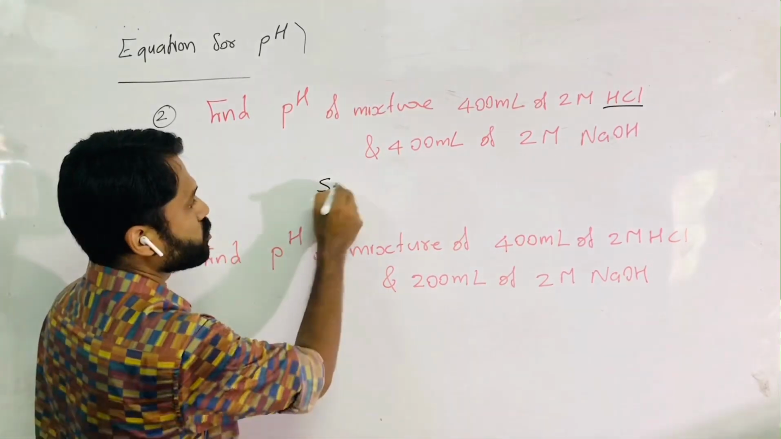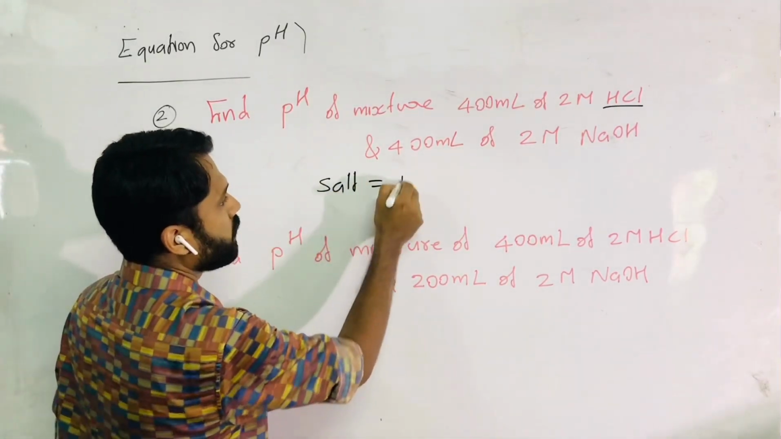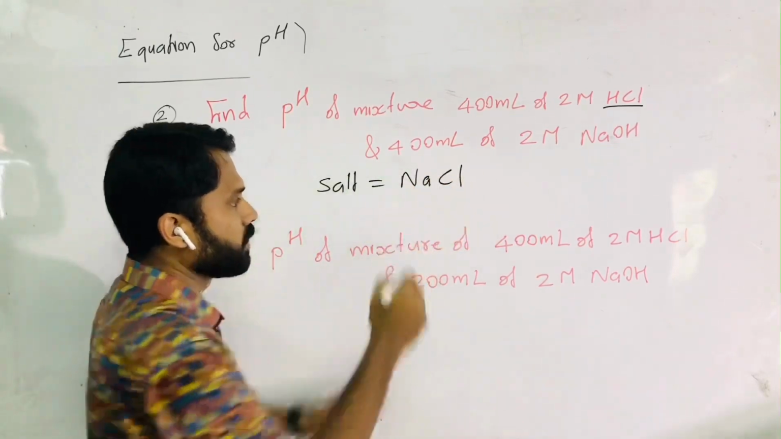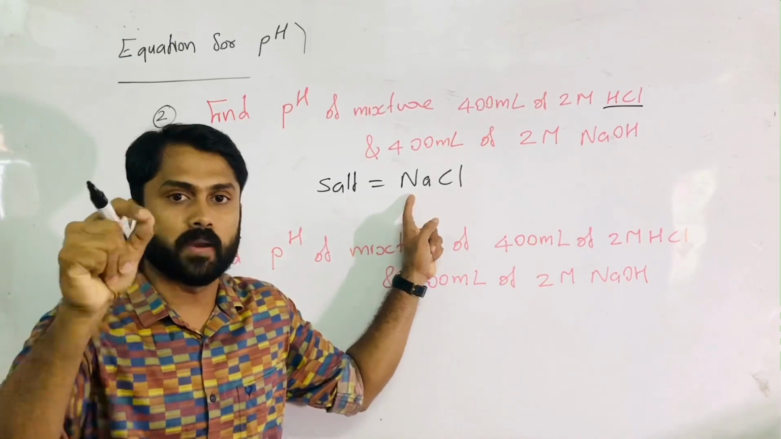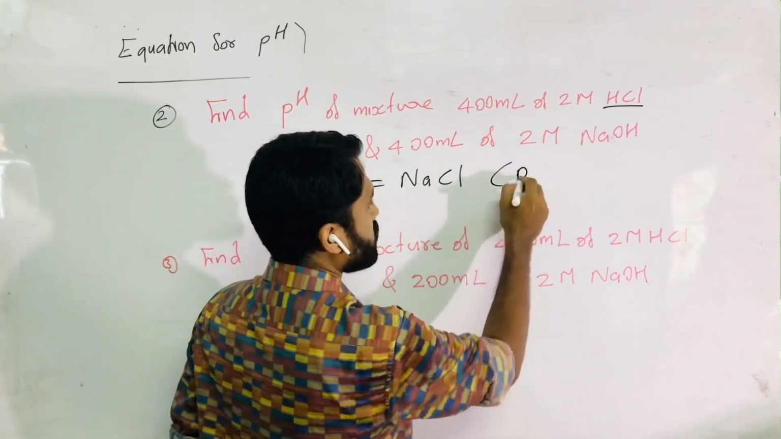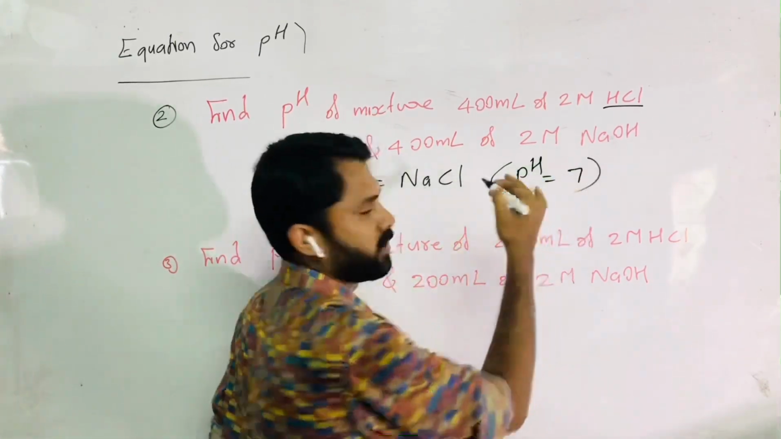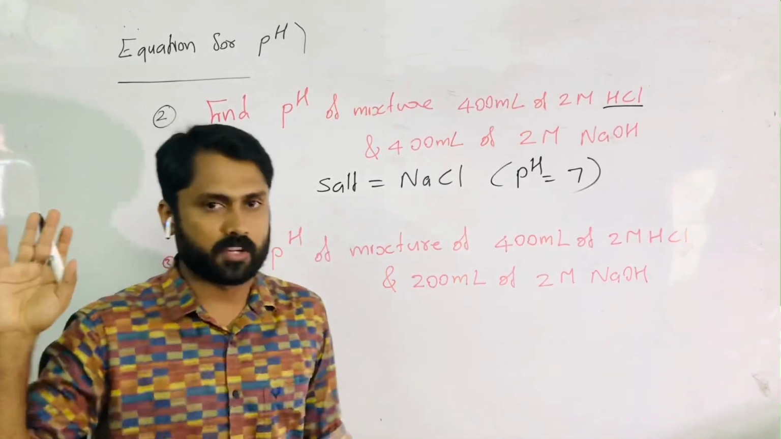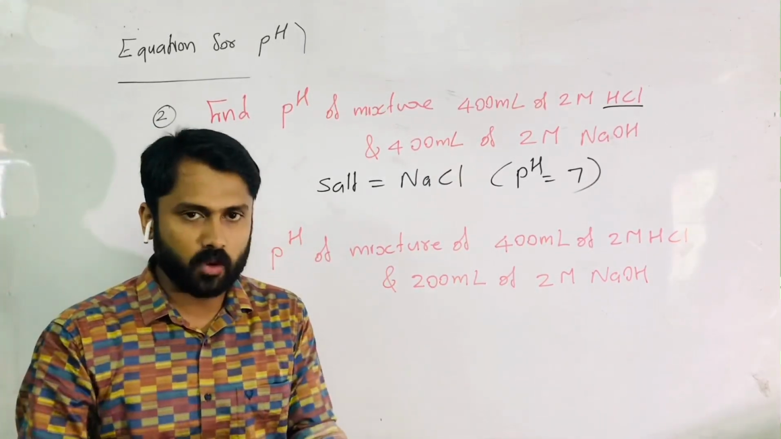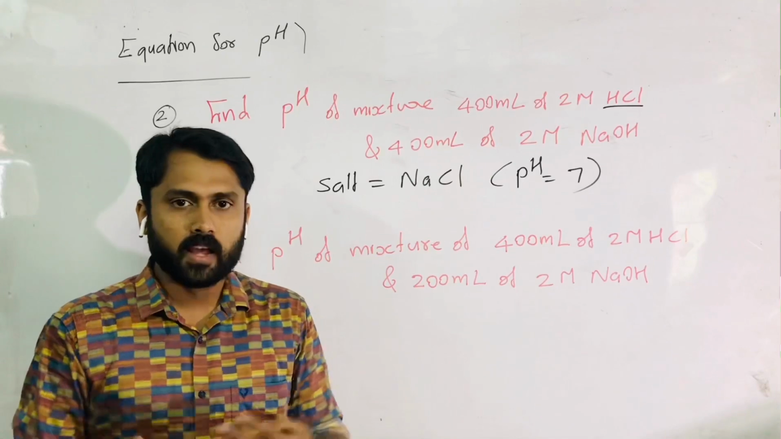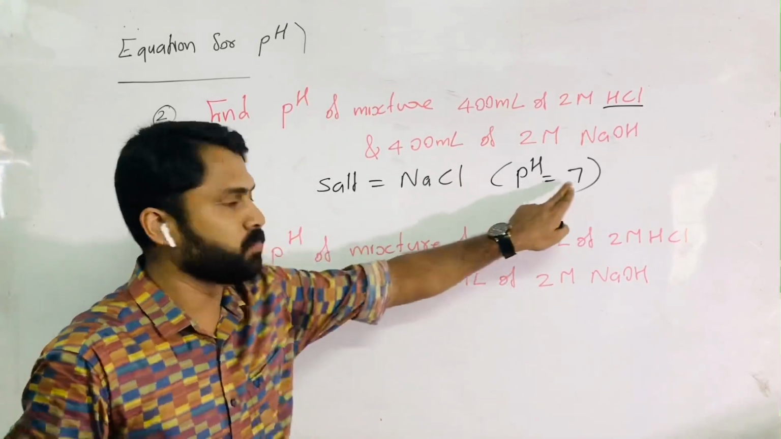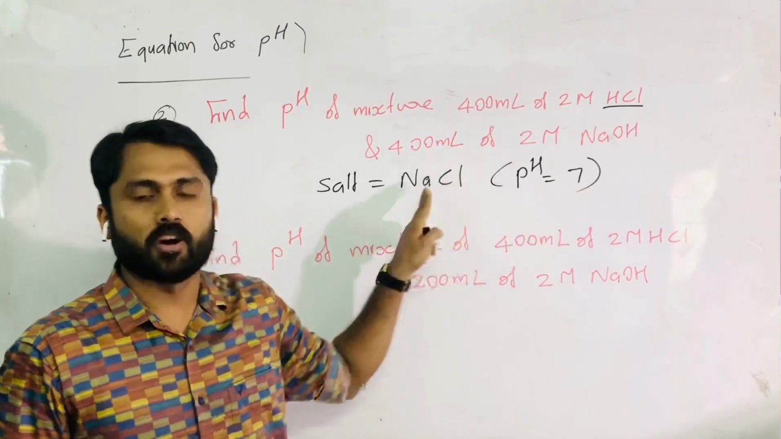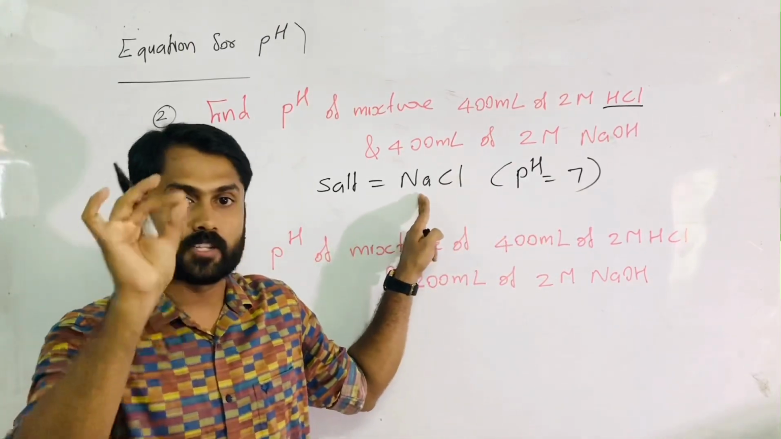And the salt will be NaCl. NaCl is the salt of a strong acid and a strong base. Its pH is equal to 7. There is no need of calculation. If you give a strong acid and a strong base, and if it undergoes complete neutralization, its pH should be 7. Why? It is the salt of a strong acid and a strong base.